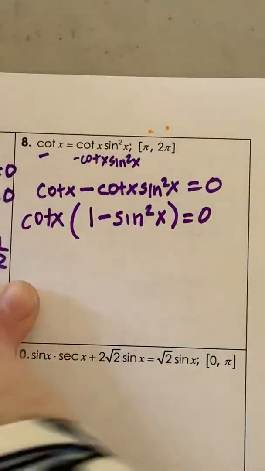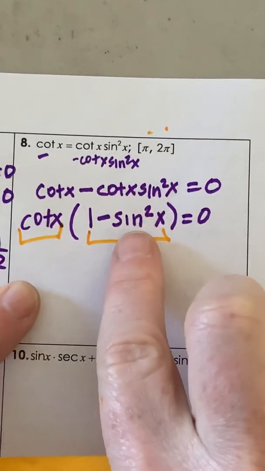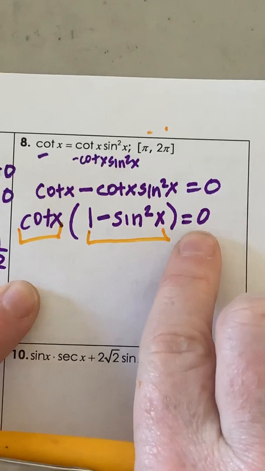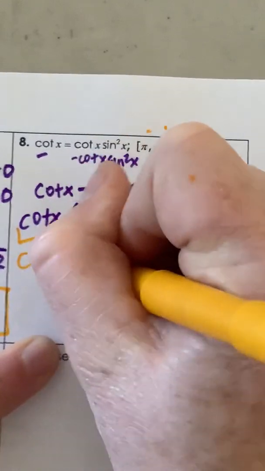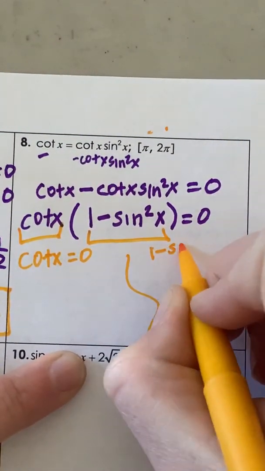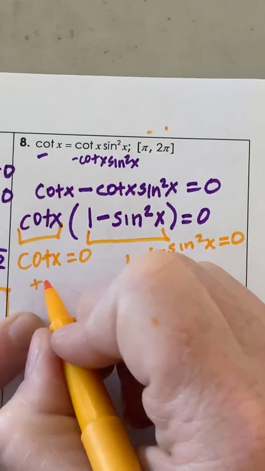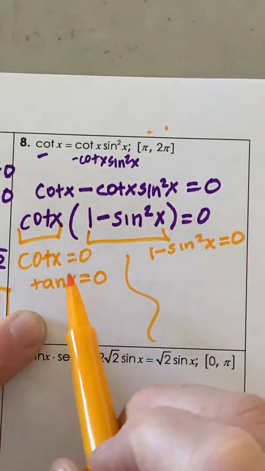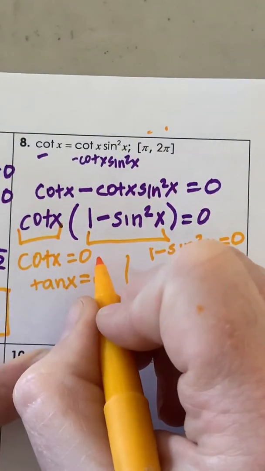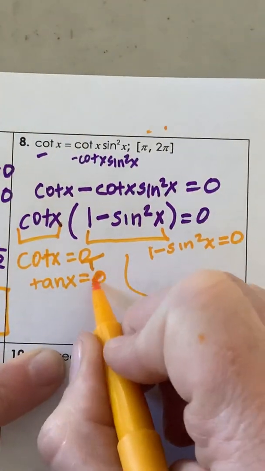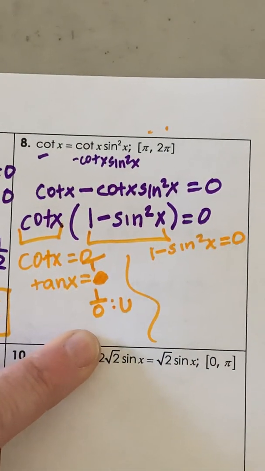Okay, so now I have 2 factors I can split up and set equal to 0. Now this one you could also make cosine squared x equals 0 and you should get the same answer, but I'm just going to split it from here. So cotan x equals 0 and 1 minus sine squared x equals 0. Obviously this one's solved. Cotan x is 0 over 1, so the tan x will be 1 over 0, which is undefined. So you want to list where tan would be undefined.